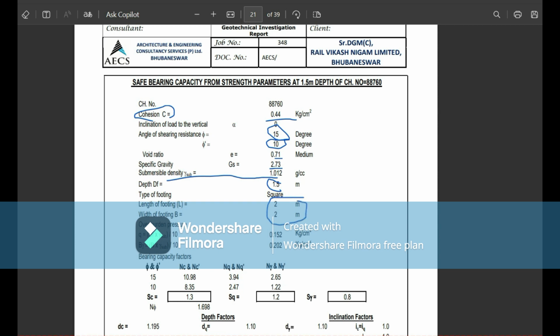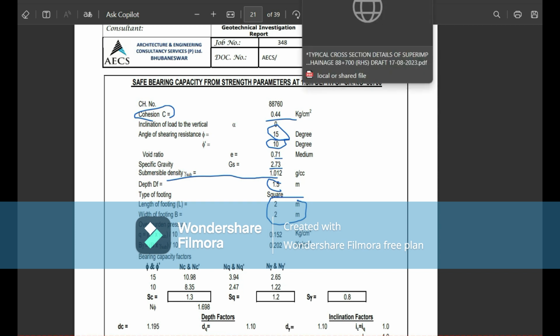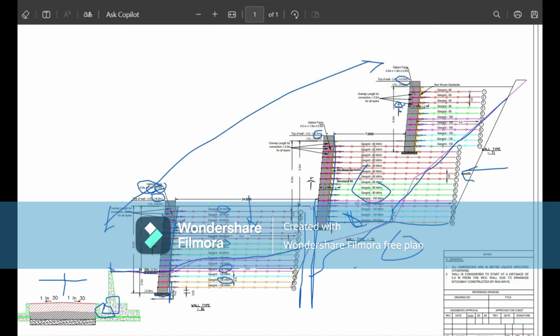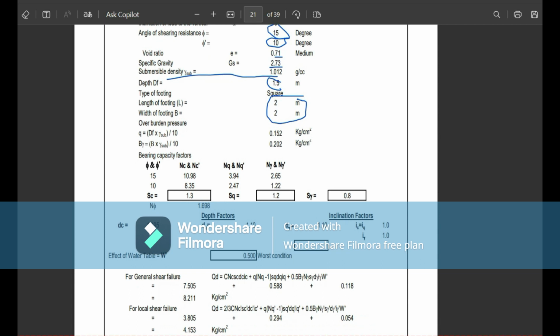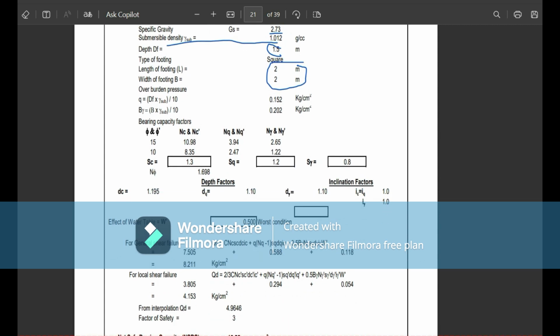They assume at first the length of the footing and the width of the footing. Here is the length of the foundation, and the width of the foundation. Then they calculated the bearing capacity factors with respect to the angle of resistance, found from the IS code 6403, mentioned in this report.